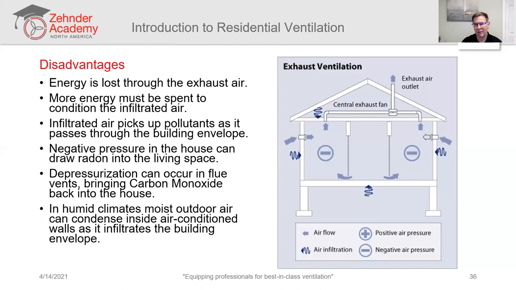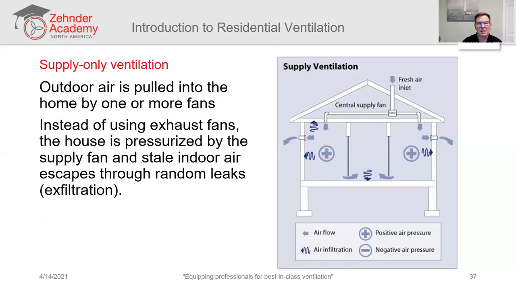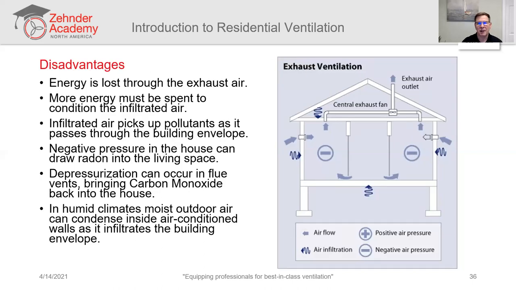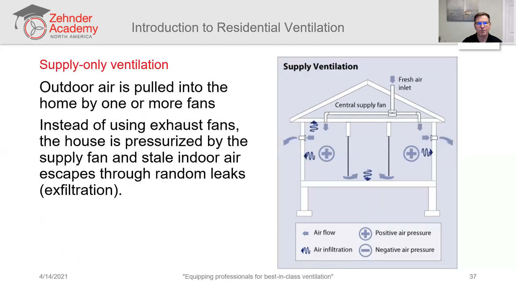If you're in a humid climate, doing exhaust ventilation where you've air conditioned the interior space, again, you're going to pull humid air in through leaks in the building, and that humid air is going to find cool surfaces on the back of drywall or something where it's going to condense and eventually form mold. So that's exhaust only ventilation. It's very common, especially here in the Northeast, but it's got plenty of disadvantages.